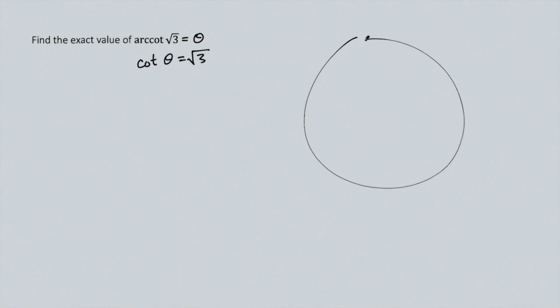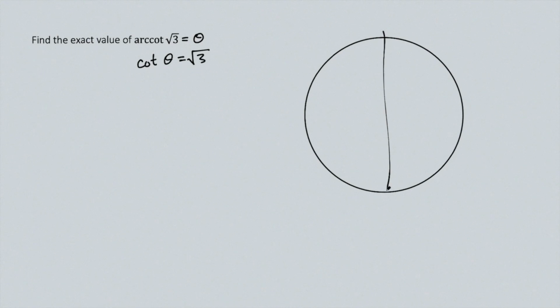Find the exact value of arccotangent of the square root of 3. For this, this is an inverse trig function, so it's equal to an angle, theta. And we can write this using just the cotangent function. Cotangent of theta equals the square root of 3. And so what we need to do is look at our unit circle and find a time when the cotangent of an angle is equal to the square root of 3.